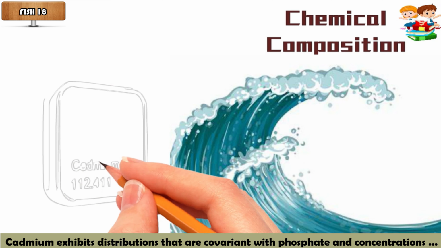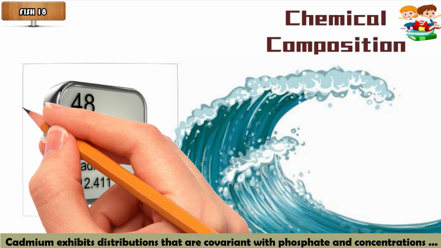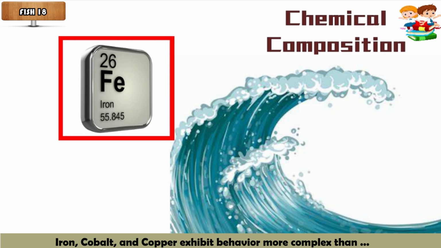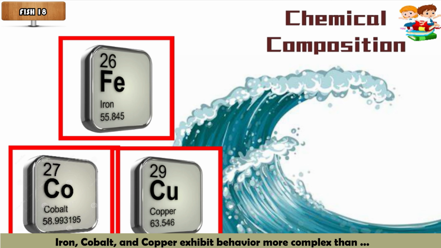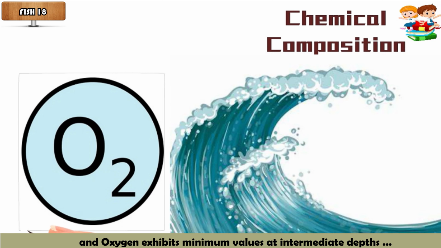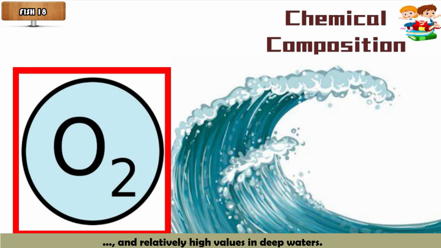Cadmium exhibits distributions that are covariant with phosphate and concentrations that are even lower than those of zinc. Iron, cobalt, and copper exhibit behavior more complex than that of phosphate, nitrate, and silicate. And oxygen exhibits minimum values at intermediate depths and relatively high values in deep waters.